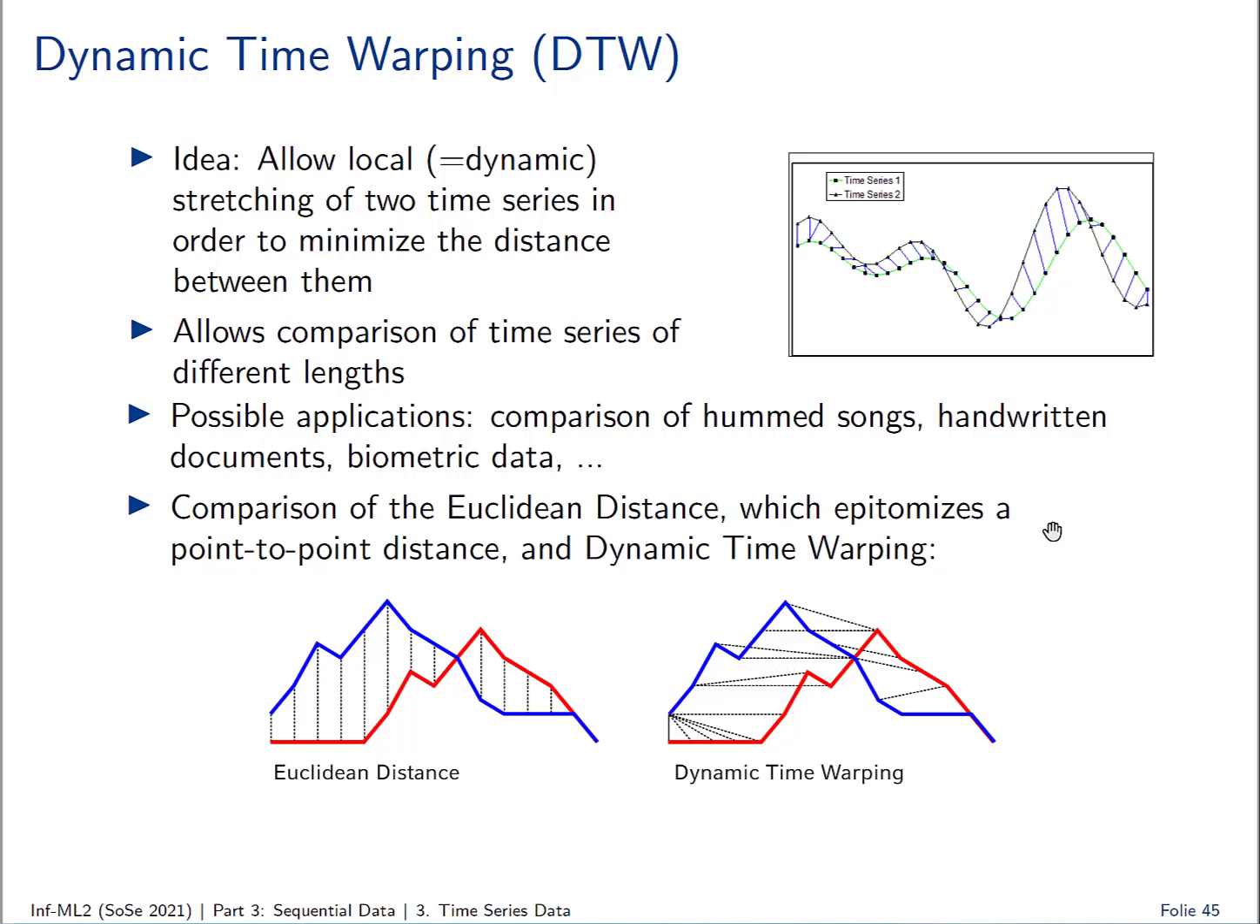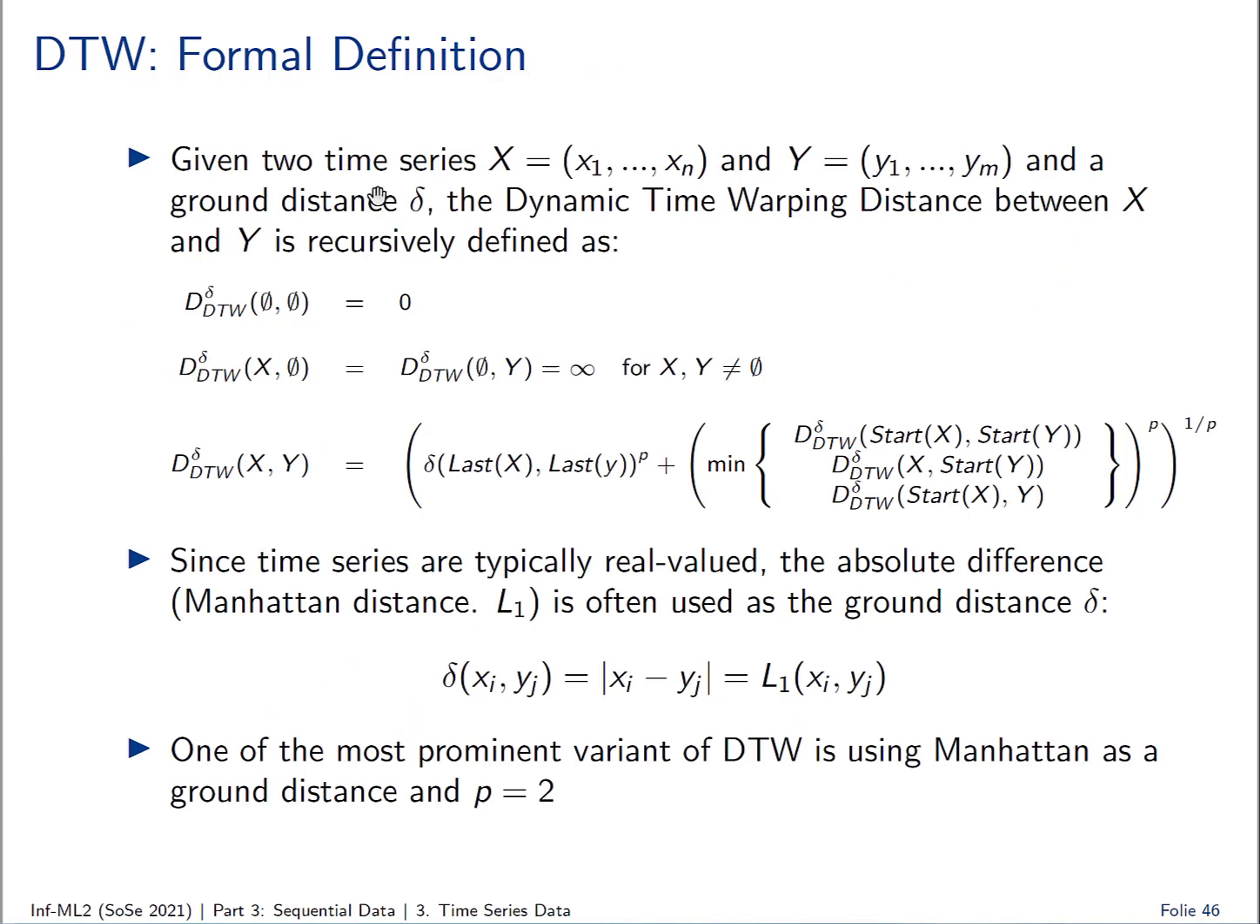And the definition here looks a little bit mathy, but if you digest it, you will see that it pretty much looks like what we already had with the edit distance. And it's basically an edit distance on time series. But let's have a look. So you have two different time series, which may have different length, x and y, and you also need a ground distance, whatever that is.